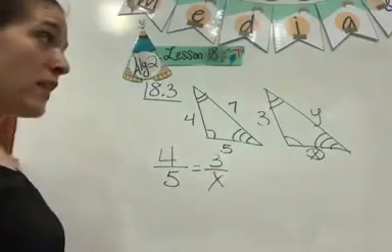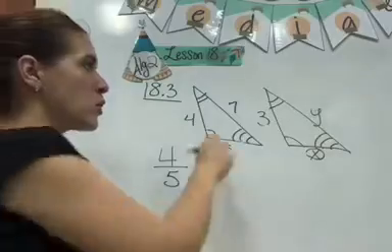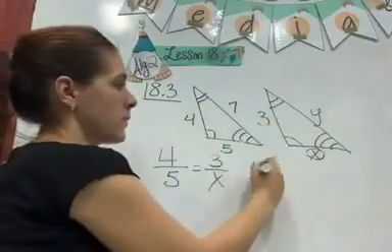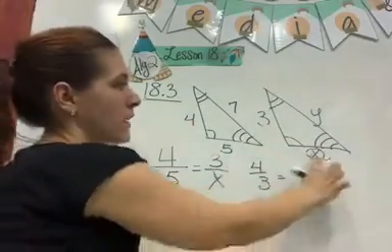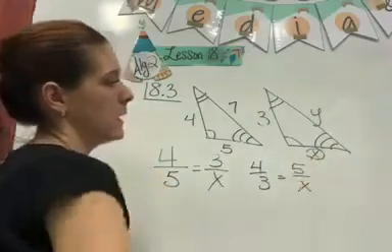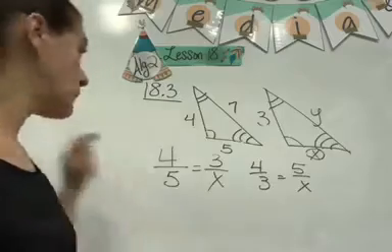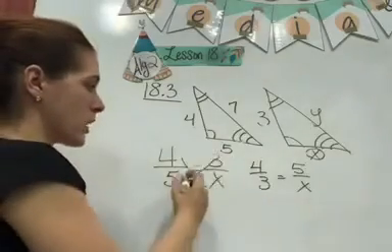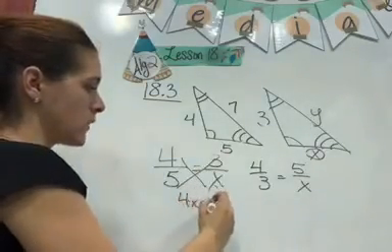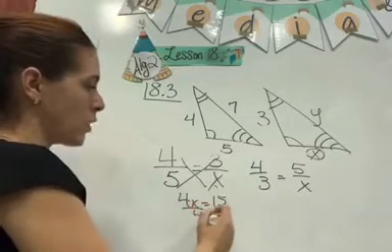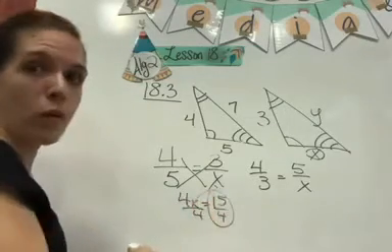Okay? The other thing that you could do, it just depends on how your brain works, you could go 4 over 3 equals 5 over x. It literally, guys, does not matter which one you do because you're going to get the same answer. I'll show you. This is crisscross and multiply, so you're going to get 4x equals 15. Divide by 4, your answer is 15 over 4.